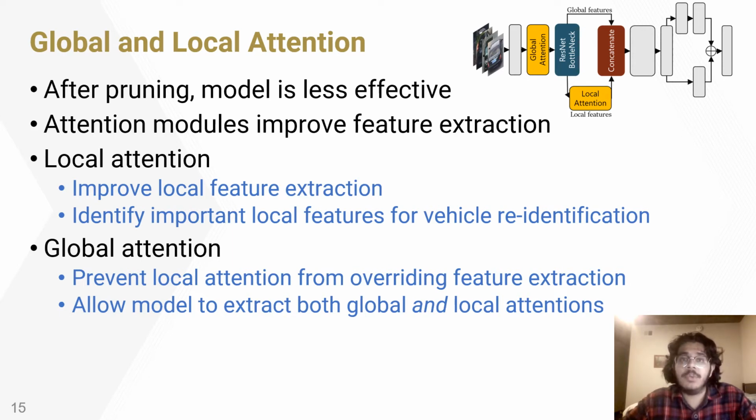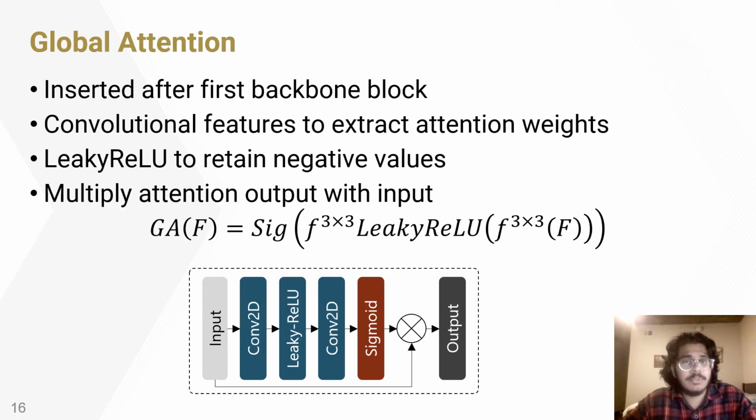We do this with global and local attention. Local attention improves local feature extraction for ReID. However, using only local extraction can drive the model to only look at local features. So we employ a global attention module to allow the model to keep the global features. The global attention module is inserted after the first ResNet or ShuffleNet block. We use 2 conv filters to extract attention weights.